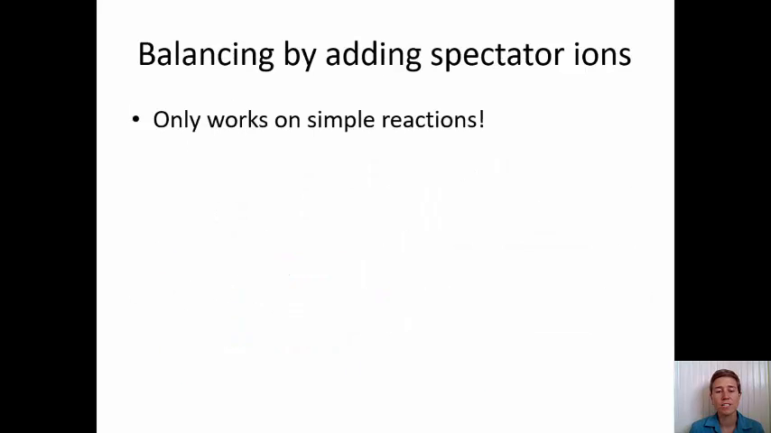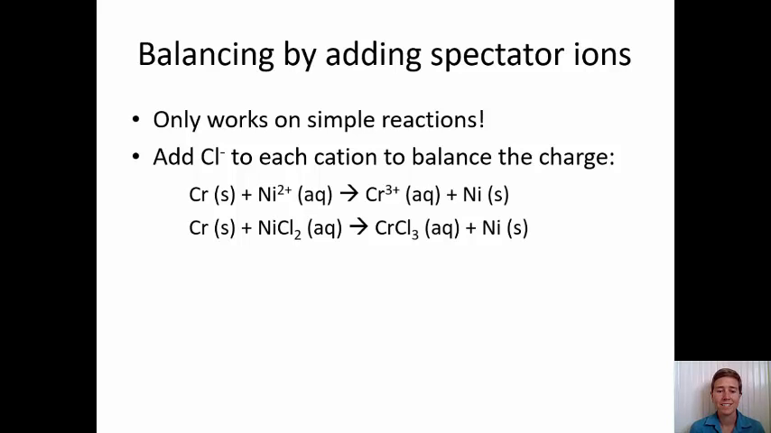Okay, another way we can do this works on simple reactions, which is what we're going to be doing this term. You will see more complicated reactions next term. It is simply to add the spectator ions. This essentially causes you to balance the charges. So what you just do is throw chloride in there. It can be any anion. It doesn't have to be chloride. You can use fluoride if you like that. I don't care. Add it to each cation so that you balance out the charges. So to nickel 2+, you add 2 chlorides. To chromium 3+, you add 3 chlorides.